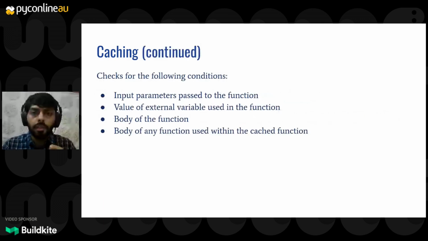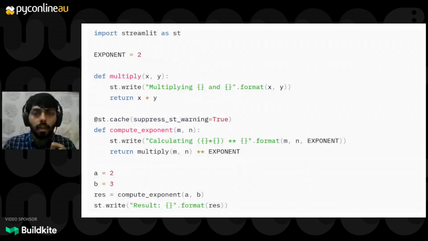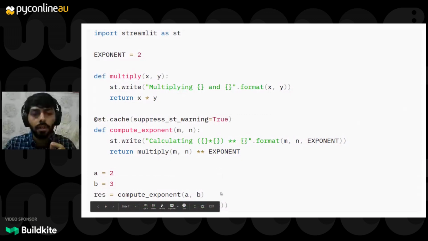However, to get your function cached, Streamlit checks for some conditions. Let's take a look at them. So the first condition is the input parameters passed to the function. Let's take the help of an example code snippet and check that. As you can see in the snippet, we have a function called compute_exponent that we are trying to cache. Now, if you look at the second-to-last line, we are calling that function with the parameters a and b. So those are the input parameters. If you change the value of those parameters, the function won't be cached in the subsequent run.